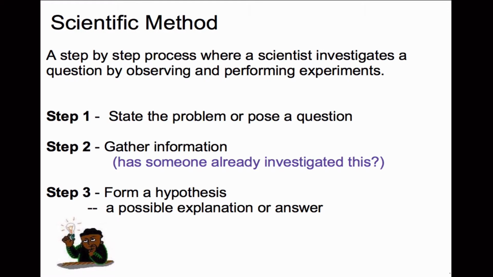All right, so let's talk a little bit about the scientific method. This is the step-by-step process where we investigate a question. So we observe, we come up with a hypothesis, and perform experiments. But it goes in a process. So the first step is to state the problem or pose a question. The second step is to gather some information. Maybe somebody already knows this. Maybe we can just Google it and get the answer to it. If we can't find the information we're looking for, or we're not satisfied with that information, then we form a hypothesis, and this is a possible explanation or answer.